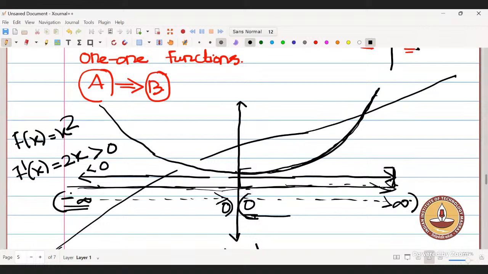Again, as I said, if I consider this function from R to R, then I can't say that my f dash of x is greater than 0 for all x in R, right? I can't conclude anything. But if I consider only from positive real numbers to R, in that case I can say that my derivative is strictly greater than 0. In that case, the function is increasing.